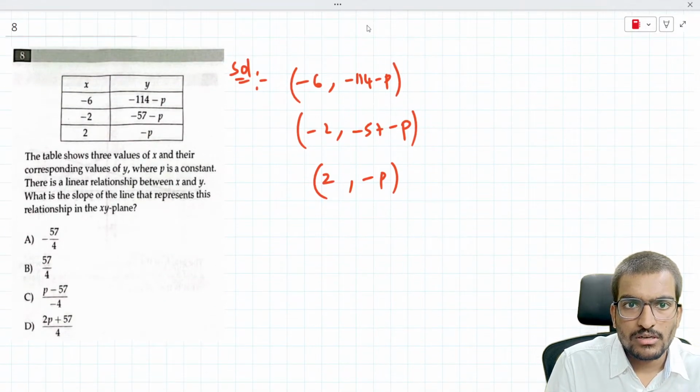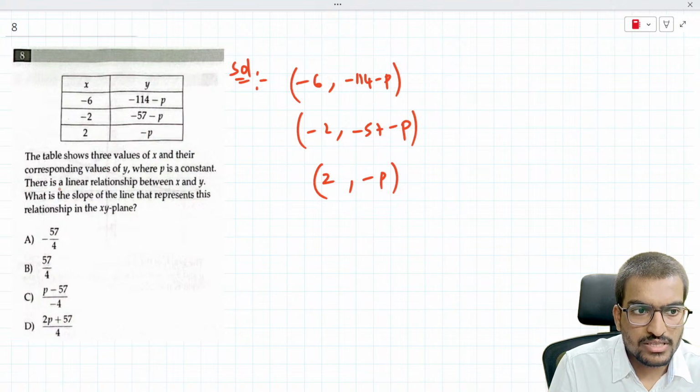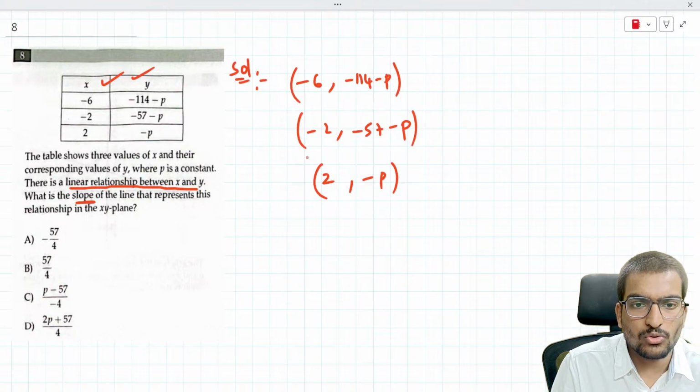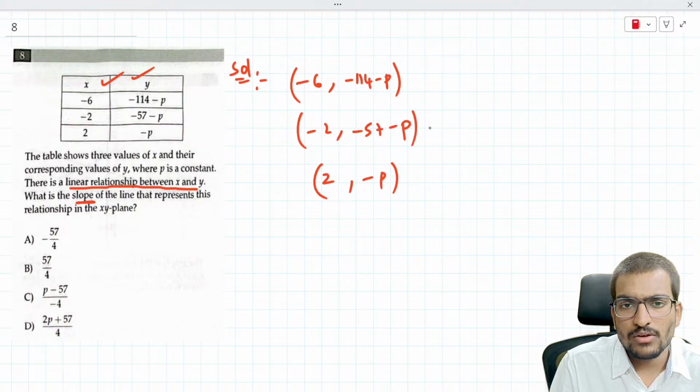You see here, we have 3 points, and what they said, there is a linear relationship between x and y. For these 3 points, there is a really linear relationship between x and y. We have to find the slope. To find the slope, what do we do? We take any 2 points.